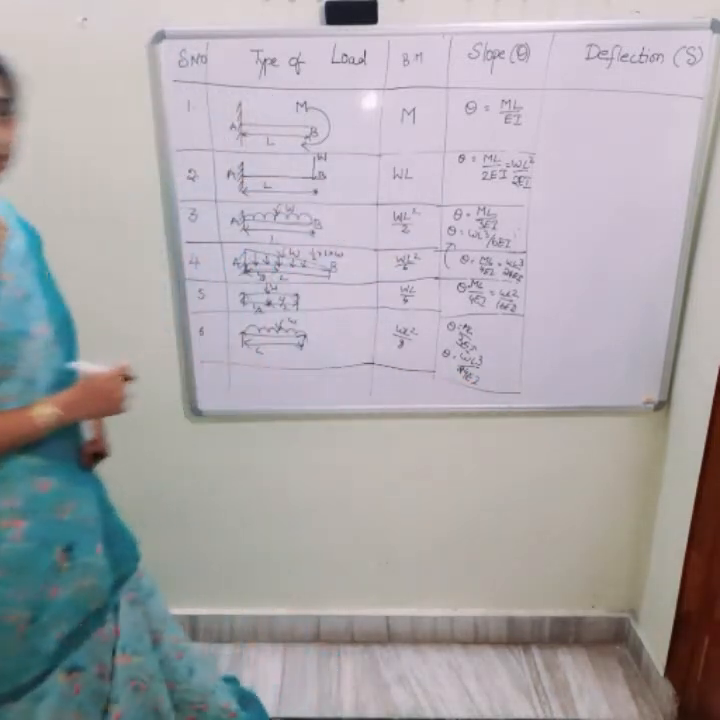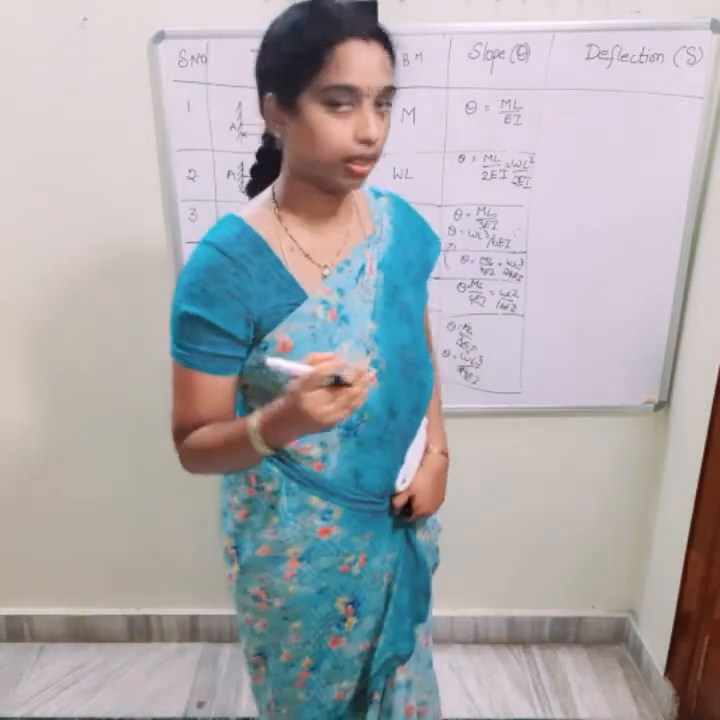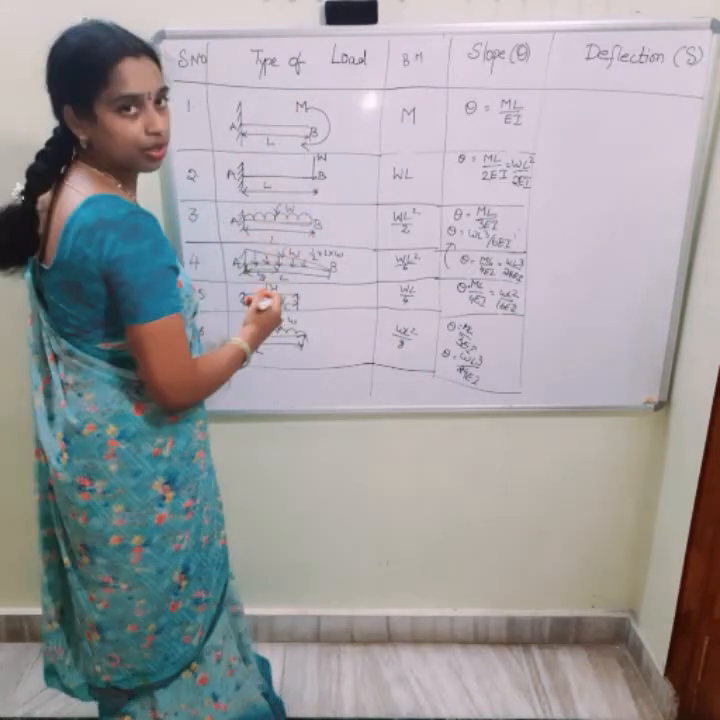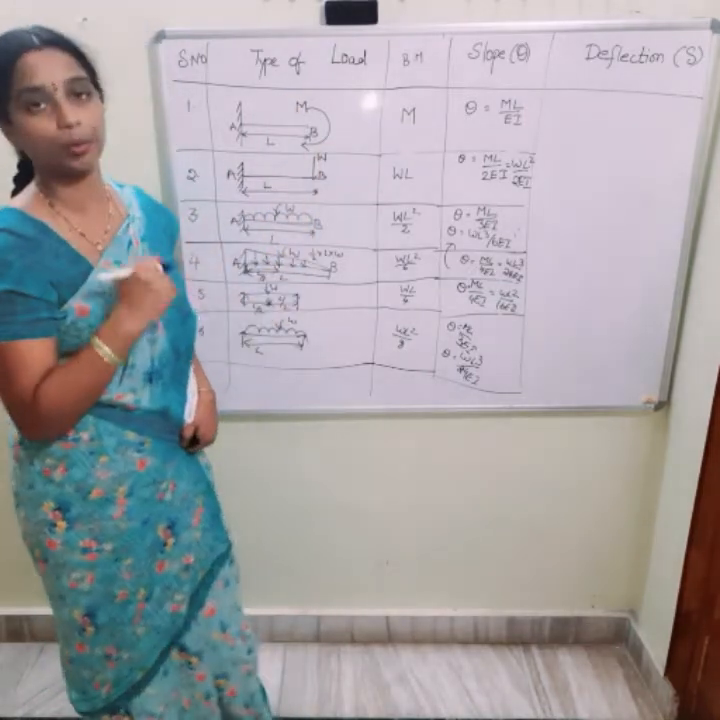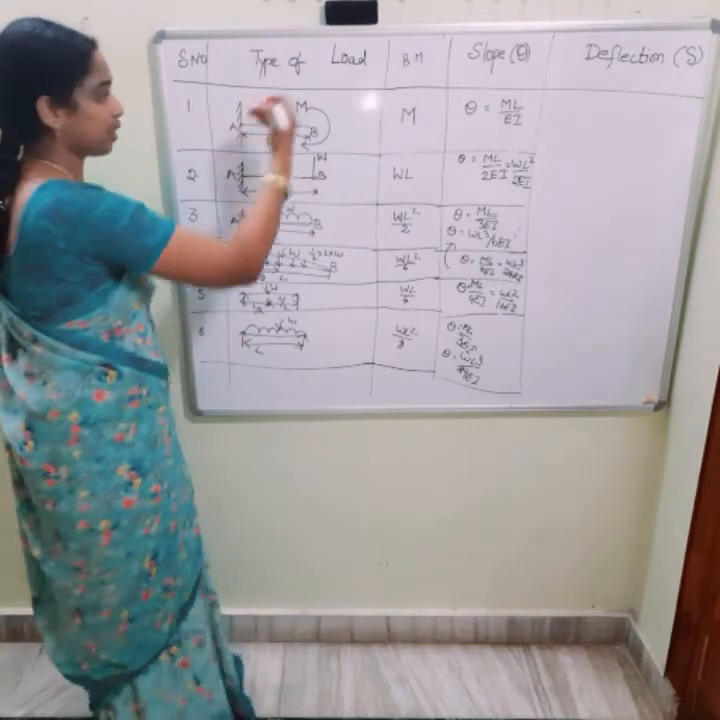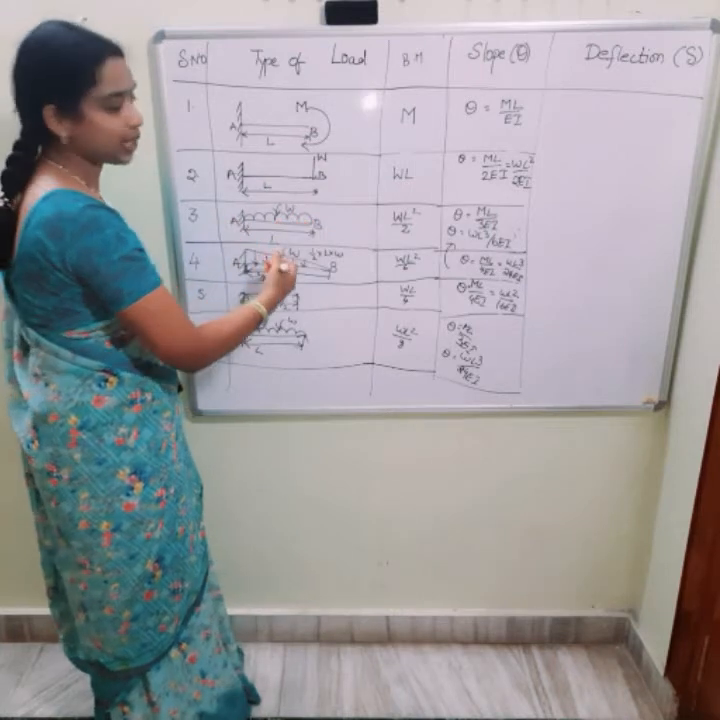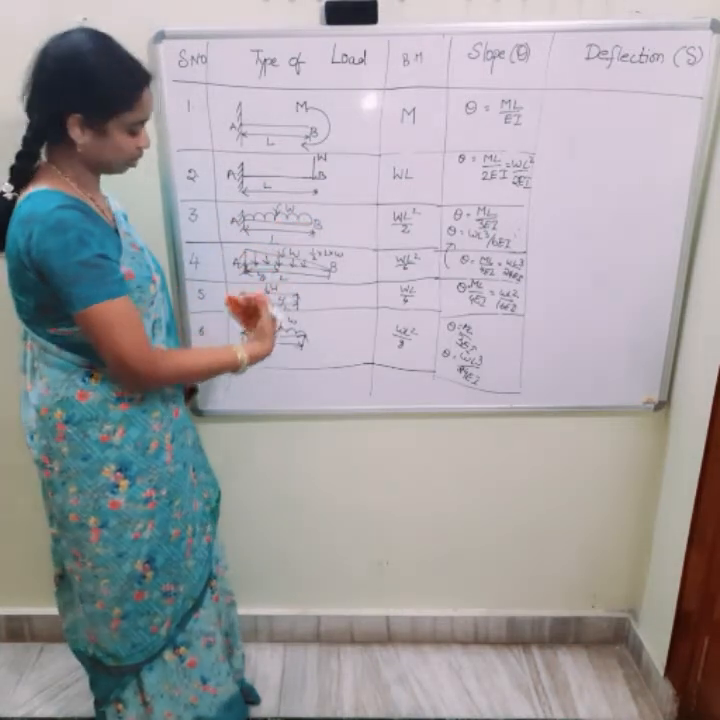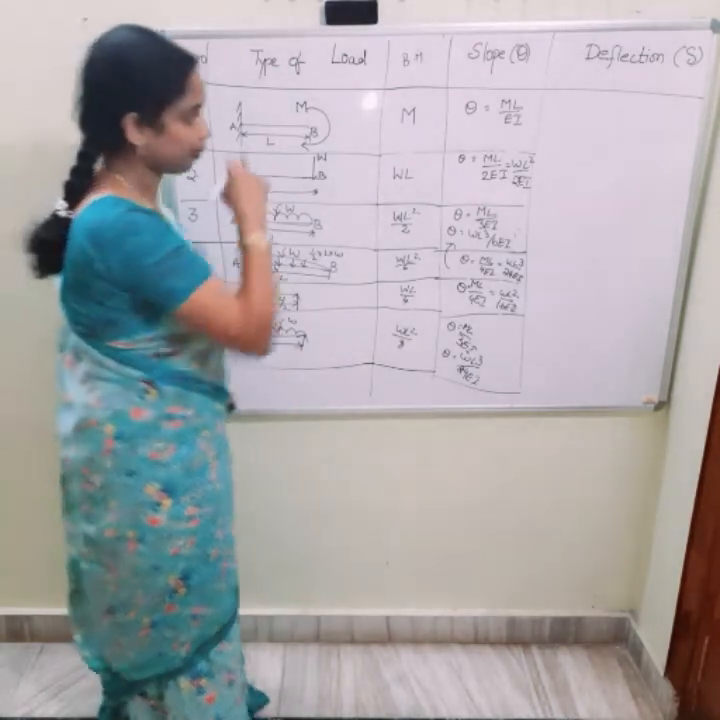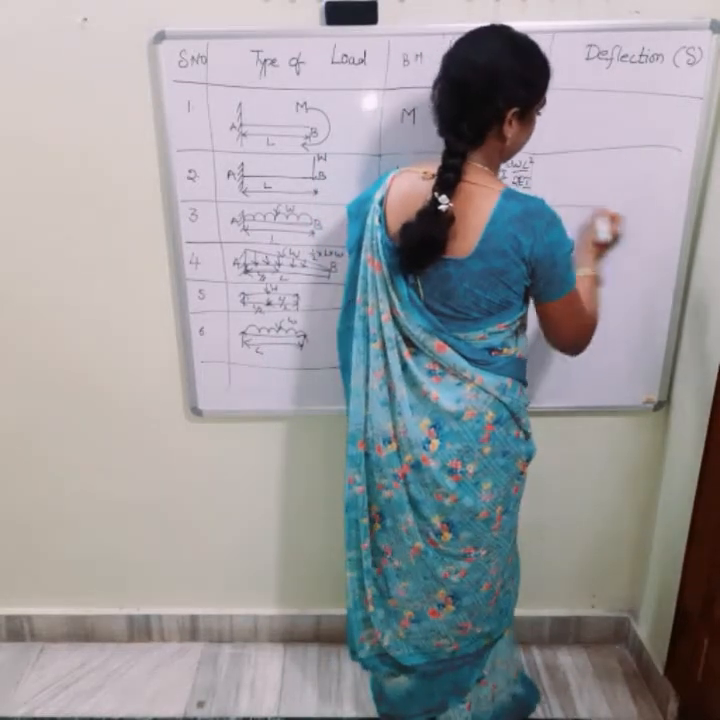If you follow this sequence only, you can easily calculate the slope and deflection formulas. This is the sequence: first one is moment acting, next point load, next uniformly distributed, gradually varying, simply supported with a load at the center, simply supported with uniformly distributed load. Next, I need to calculate deflection.